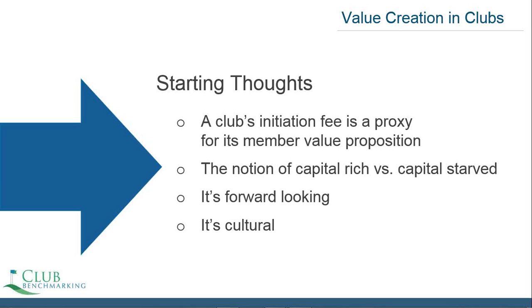We're going to talk about the notion of capital rich versus capital starved clubs. How do you measure it and why is it important? This whole notion of value creation is not a snapshot in time of where we are today, but is actually forward looking.